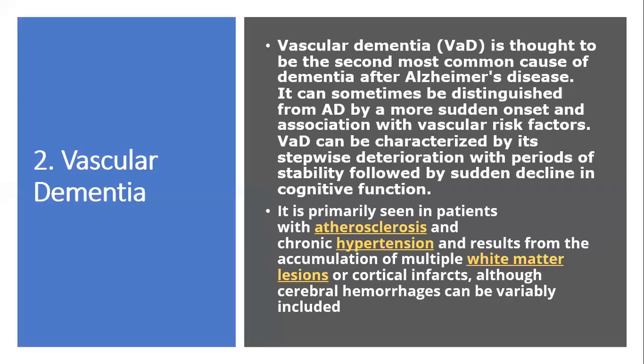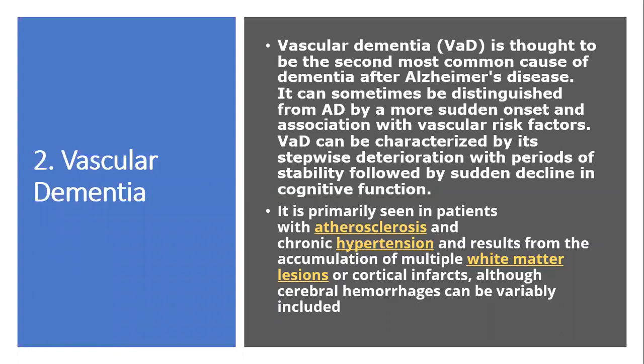Second type of dementia, we have vascular dementia. Vascular dementia is thought to be the second most common cause of dementia after Alzheimer's disease. It can sometimes be distinguished from Alzheimer's disease by a more sudden onset and association with vascular risk factors. Vascular dementia can be characterized by its stepwise deterioration with periods of stability followed by sudden decline in cognitive function.